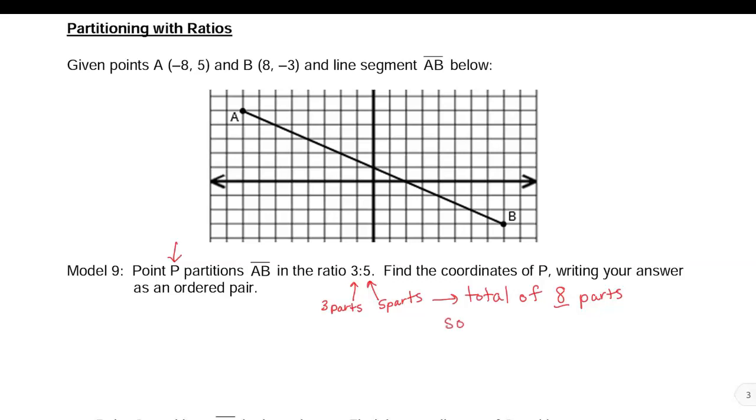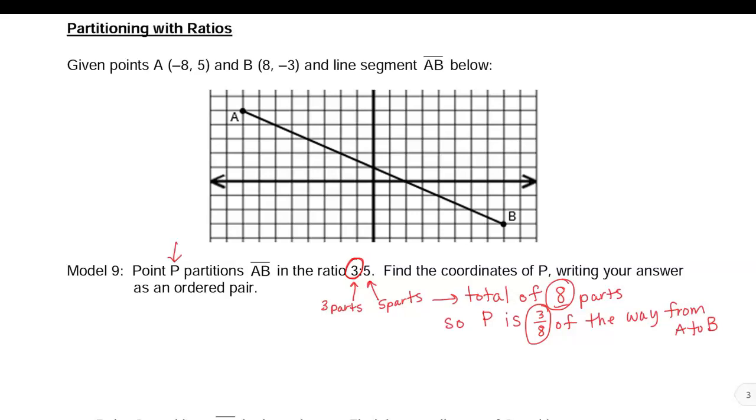So P is 3/8 of the way from A to B. So you take the first number, because this is a directed line segment, so we use the first number for our fraction, and we had a total of 8 parts, and that gives us a fraction of 3/8. Now we can use that fraction like we did in the last page, but I need to count how far apart A and B are.